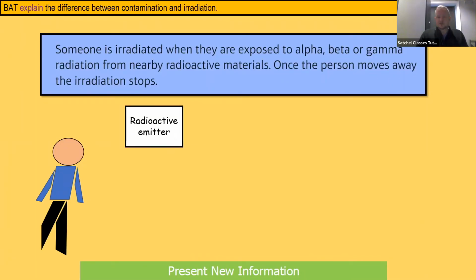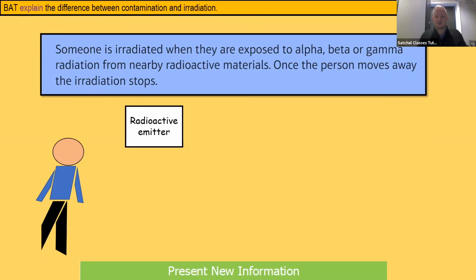So what's going on then? Well, it's leading into this idea of contamination and irradiation. Someone's irradiated when they're exposed to alpha, beta, or gamma, and that happens when they're exposed to it from a nearby radioactive material. As long as that radioactive material does not land or fall or attach itself to the person, when they move away, the irradiation stops.